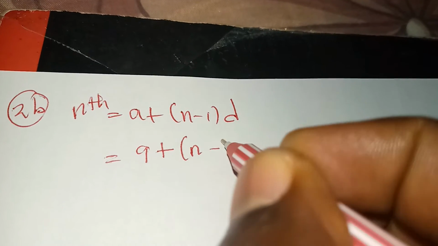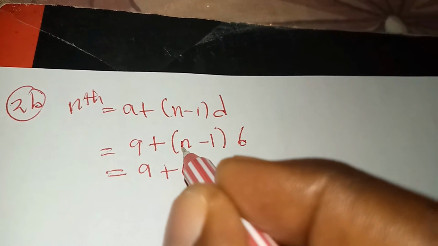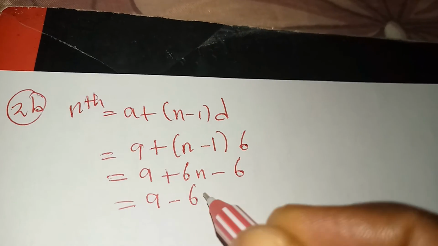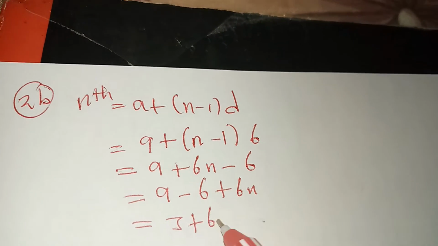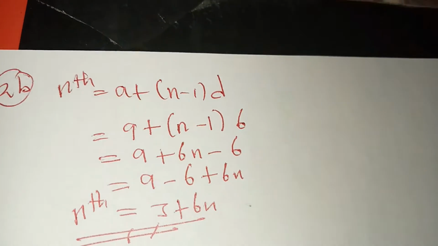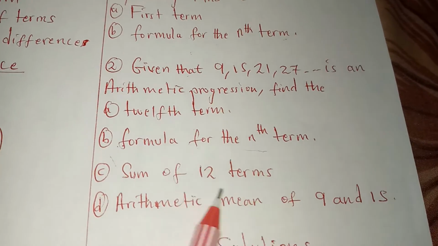So this will be equal to, the first term we have is 9 plus open bracket n minus 1, the common difference 6. This will be 9 plus 6n. When you expand that, then that will be minus 6. Collect like terms, 9 minus 6 plus 6n. And this will be 3 plus 6n. This is the nth formula or nth term they needed.